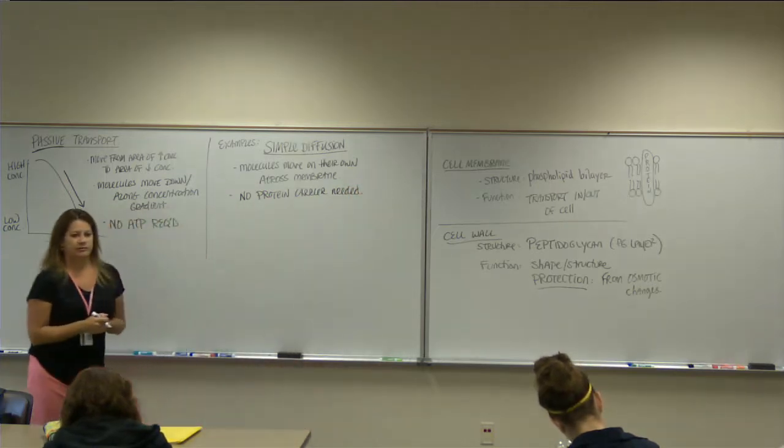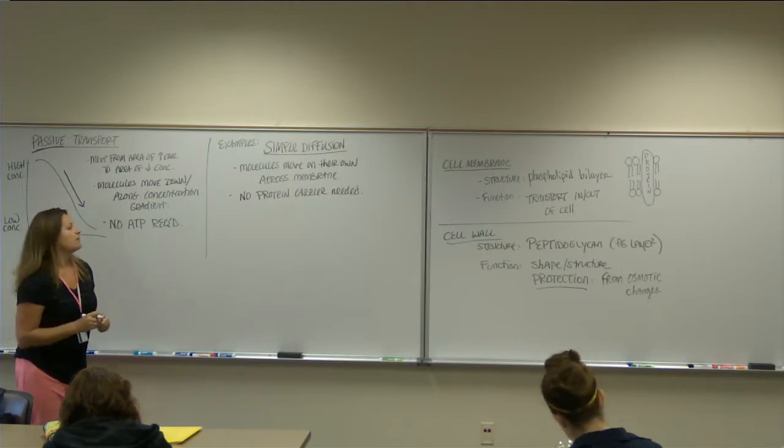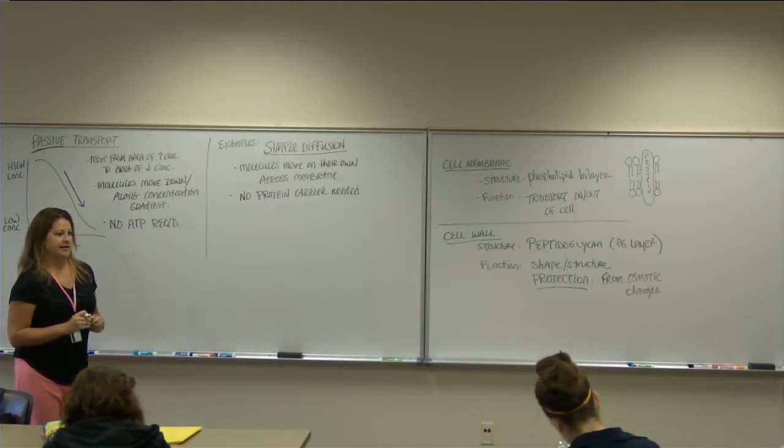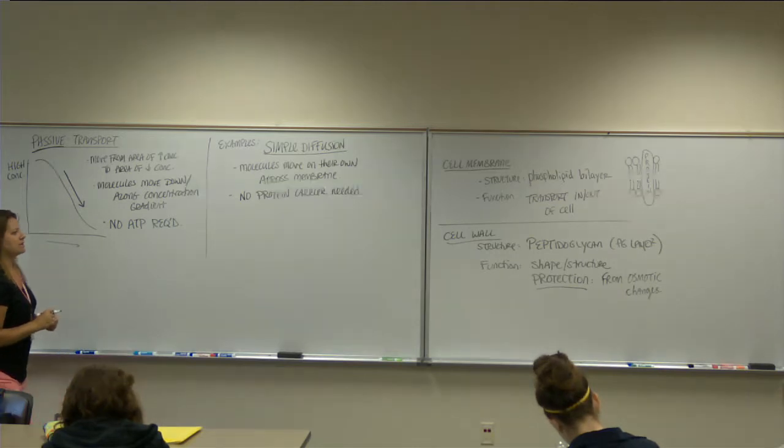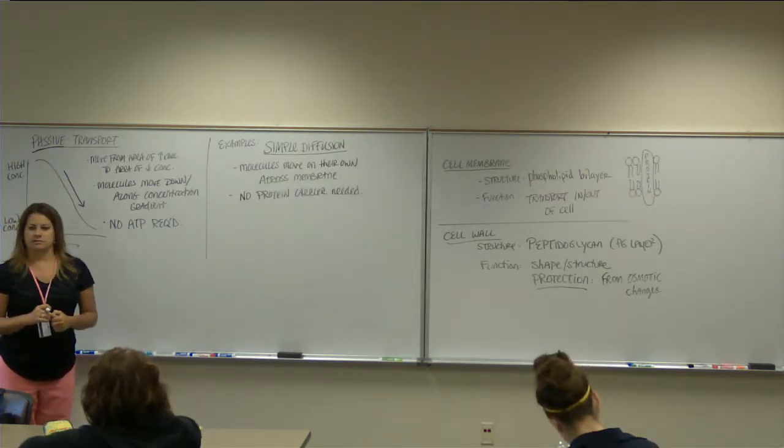These are like nonpolar molecules that can easily move across. You're not looking at anything with a charge. If there's a charge, like an ion, it's going to have a hard time moving across. So that's what simple diffusion is.